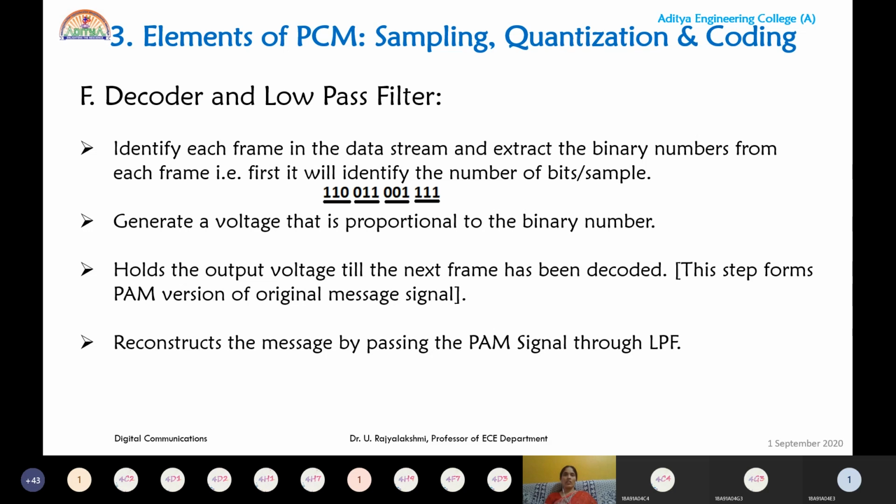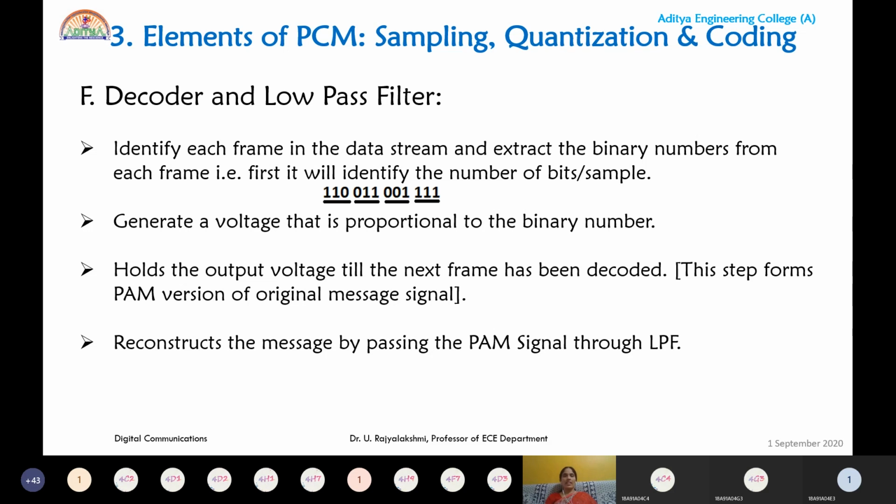Each frame consists of n bits per sample. Based on the n bits, it is accordingly divided into 2 power n number of voltages. Okay, so if it is 3, 2 cube, ranging from 0 to 7. Like that, analog voltage will be generated, and that is proportional to the binary number.